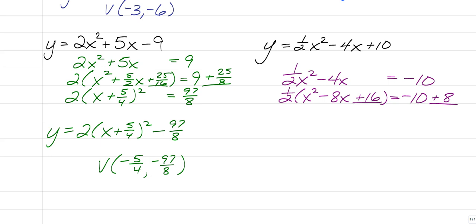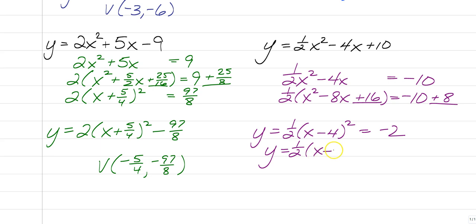Okay? And the rest of the steps are the same. So we're going to have y is equal to 1/2 of x, half of negative 8 is negative 4, squared. And then that's equal to negative 2. So our final answer is y is equal to 1/2 of (x minus 4) squared plus 2 with a vertex at (4, 2).